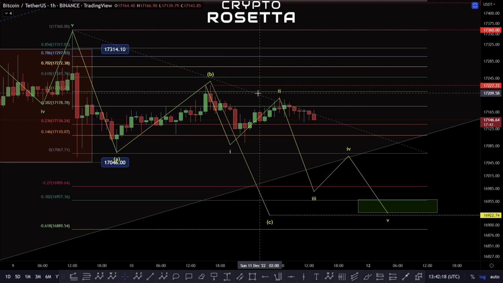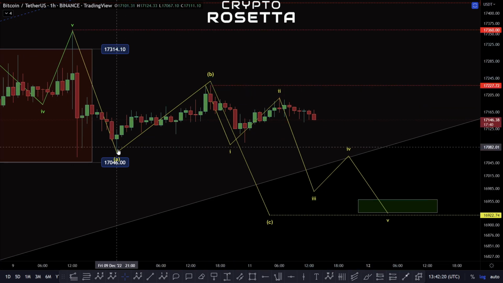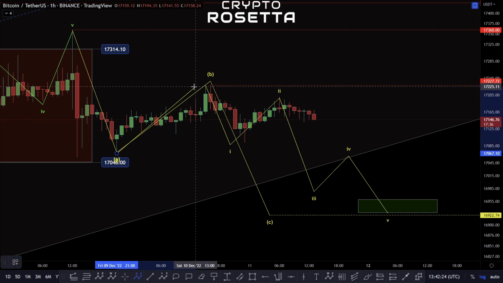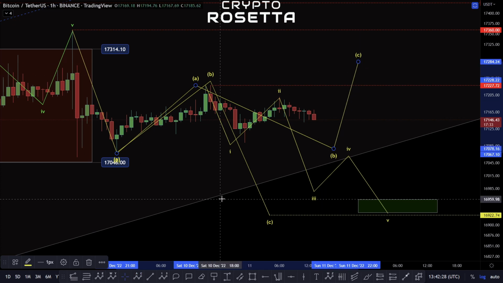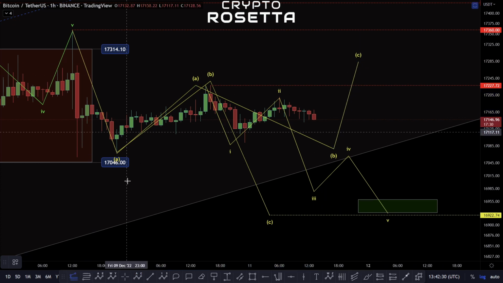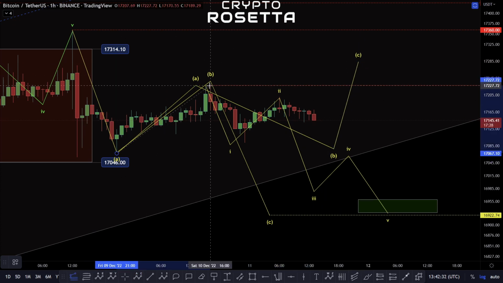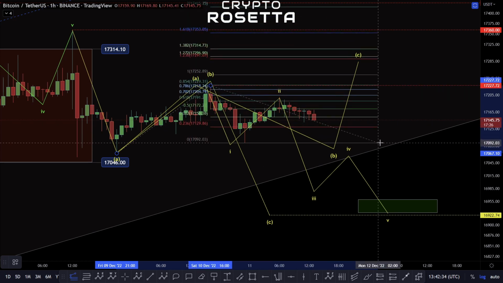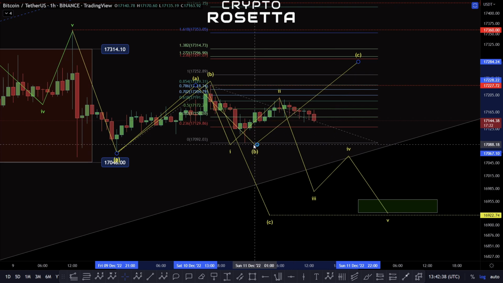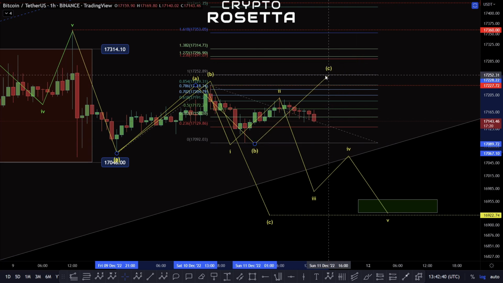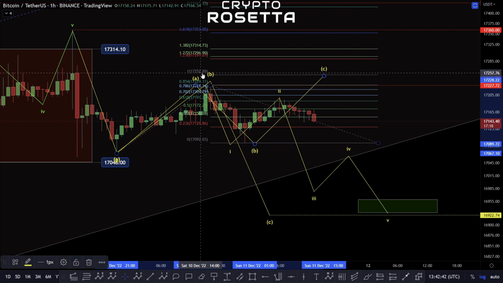So if this is not a completed B wave, what we could have here is this as an A wave up to this point. We could look to form a B wave low and then push up again in a C wave. If we have a look at this move so far, if we go off to this low point here, a 1-to-1 off of this zone would take us up to this 17,252.